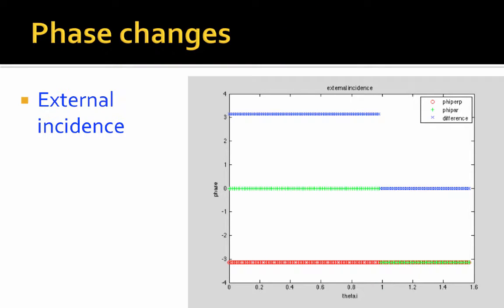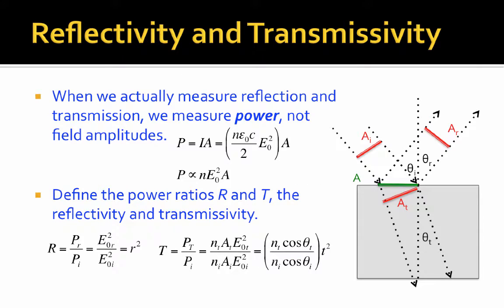The phase also changes on reflection. We will not get into that this time, but I have given you a little bit of information about phase in your MATLAB plot. Well, okay, so we've been talking about electric fields. And the fact is we don't measure electric fields. We measure power. Power is proportional to the square of the electric fields. So now we define the reflectivity and transmissivity as capital R and capital T.